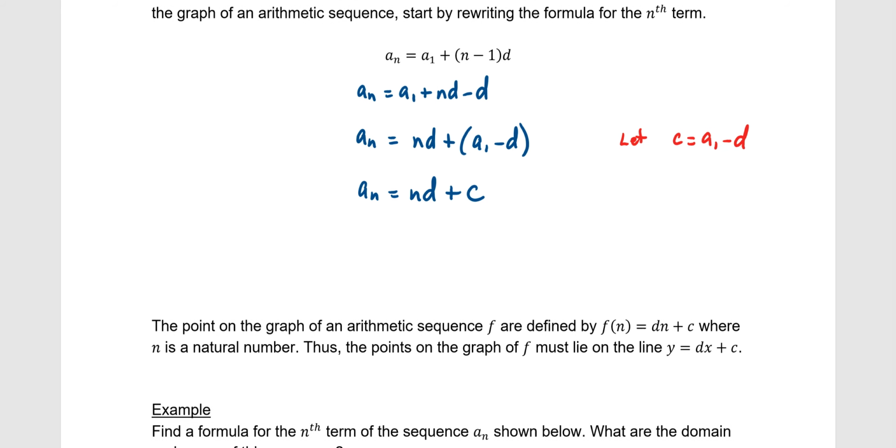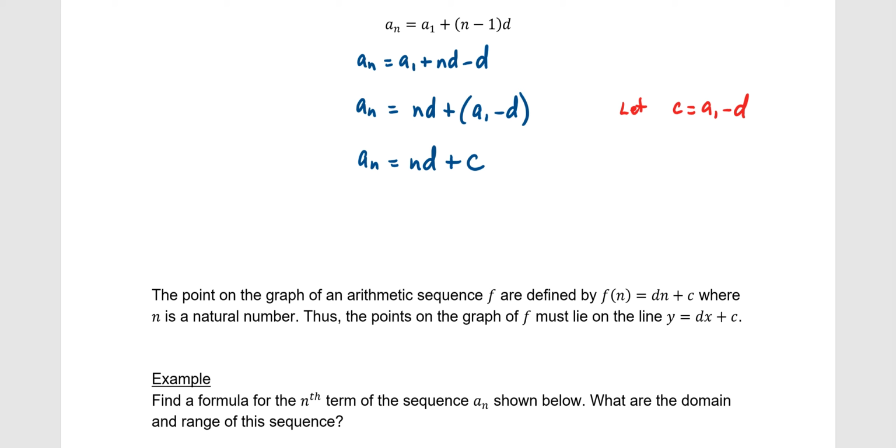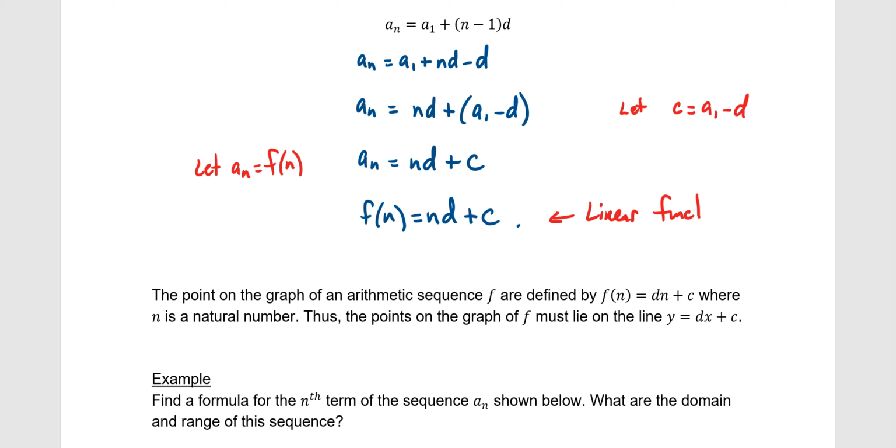And if we really want to hit home what we're trying to show here, I'm going to let a sub n be written in function notation f of n, and that's going to be f of n equals nd plus c. And now it's pretty clear that this is just a linear function. So instead of f of x, it's f of n, so n would be our independent variable here, and this is a linear function in y equals mx plus b form, where d is the slope.